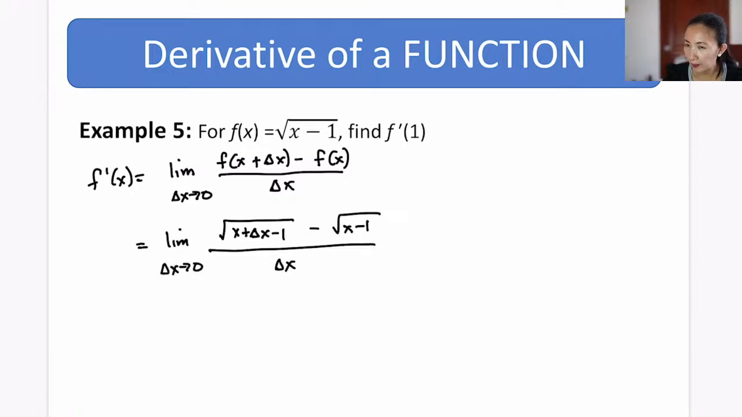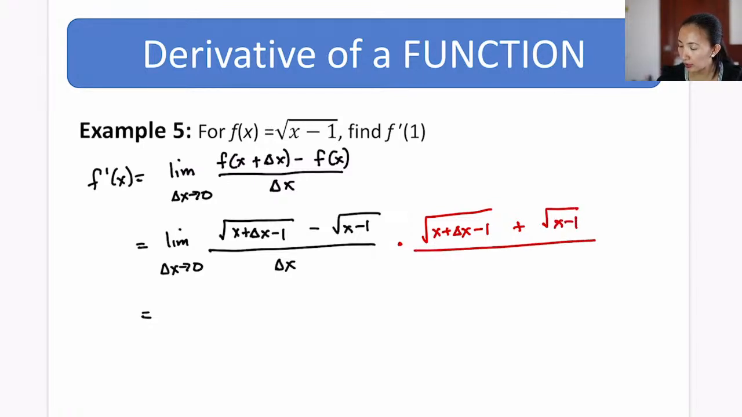Okay? Remember the technique that we made use of a while ago? If it involves the radical sign, we rationalize the numerator and the denominator. The square root of x plus delta x minus 1, we rationalize the numerator, I should say, sorry. Okay, plus the square root of x minus 1. We multiply the conjugate in the numerator, both numerator and denominator. Delta x, bakit parang 4 na siya? Delta x minus 1 plus the square root of x minus 1.